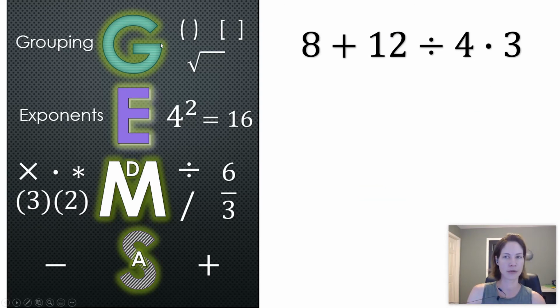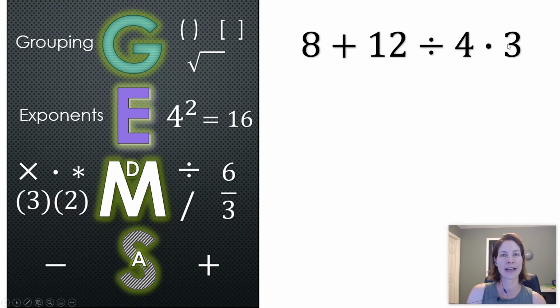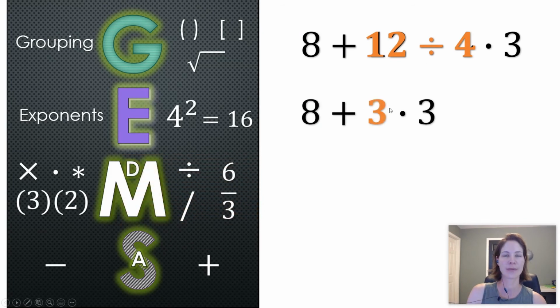Once again, no grouping, no exponents, so we're down here with division and multiplication. Well, those have to happen from left to right. So 12 divided by 4 has to happen before 4 times 3. So 12 divided by 4 simplifies to 3. 8 plus 3 is addition. 3 times 3 is multiplication.